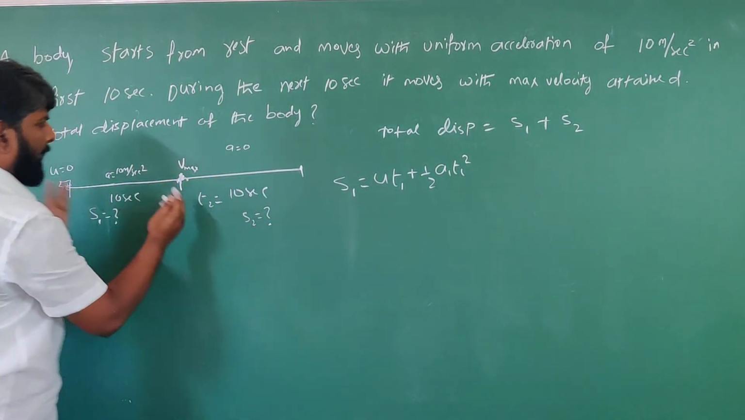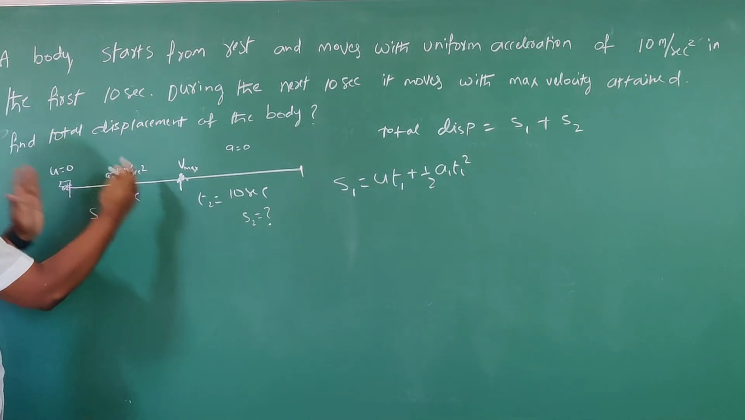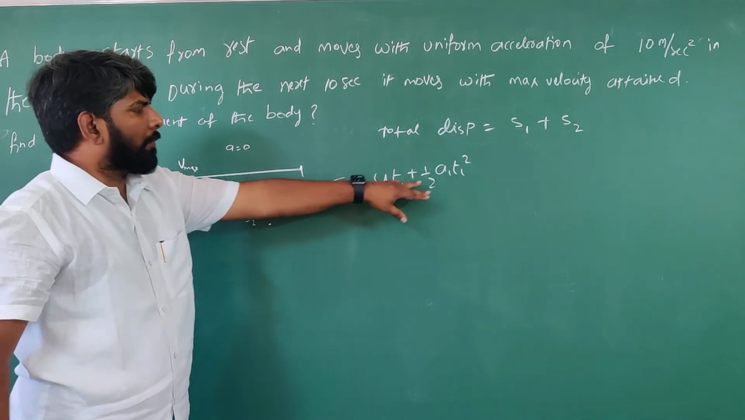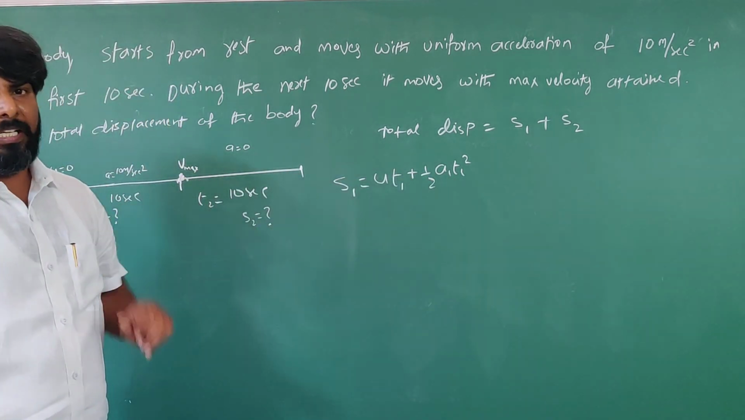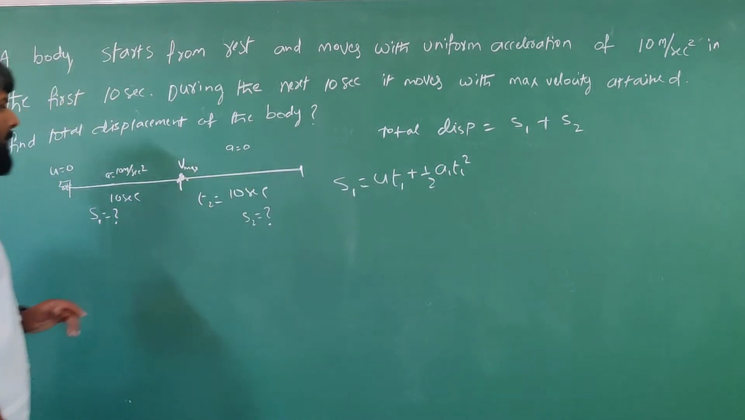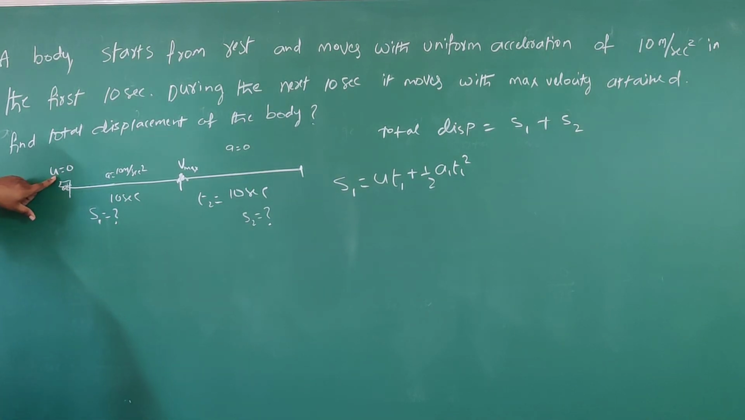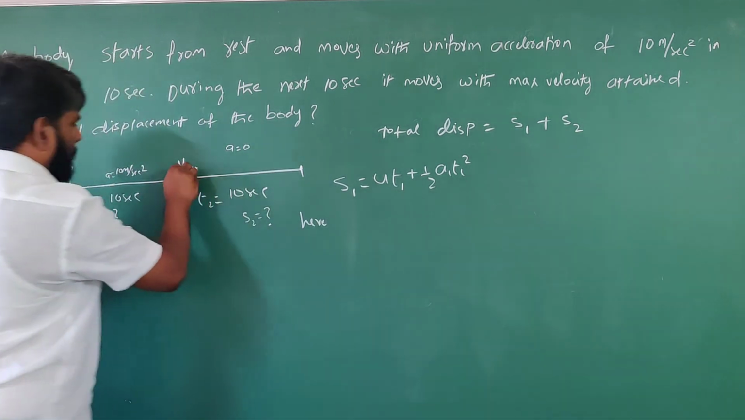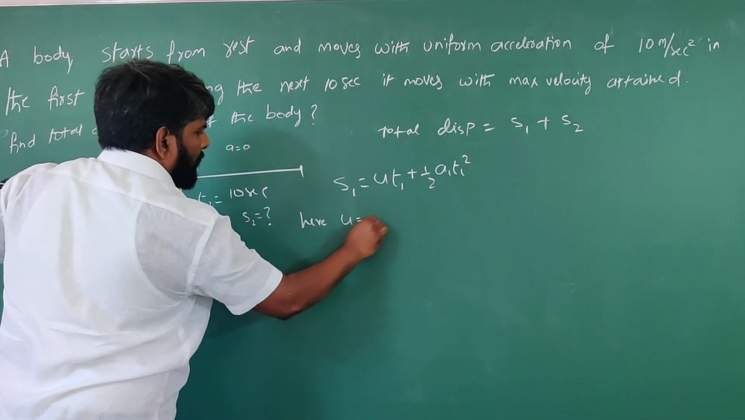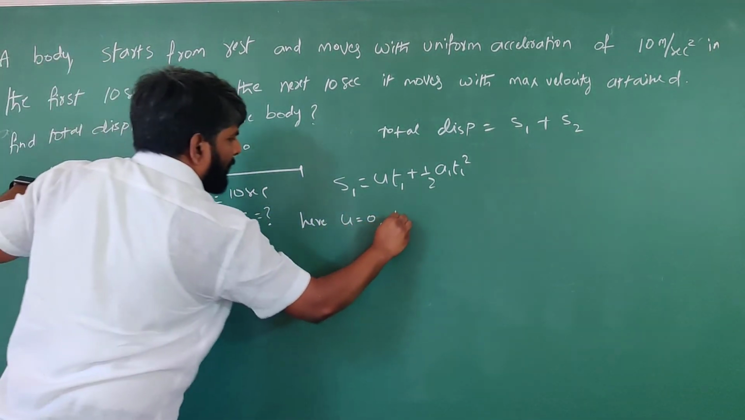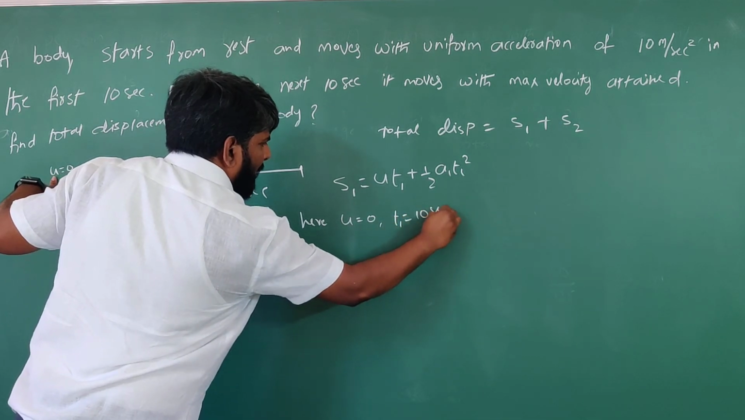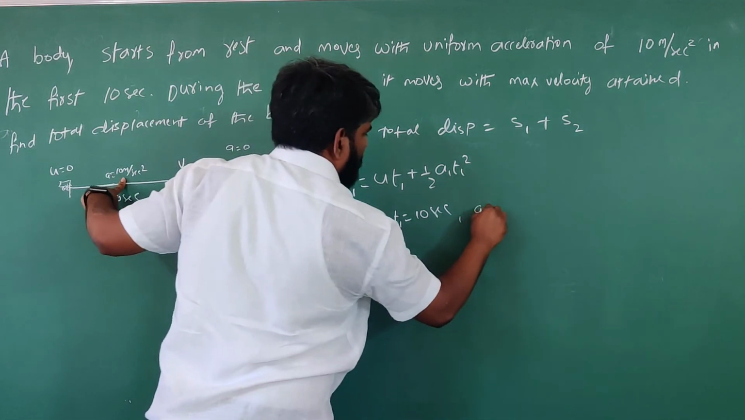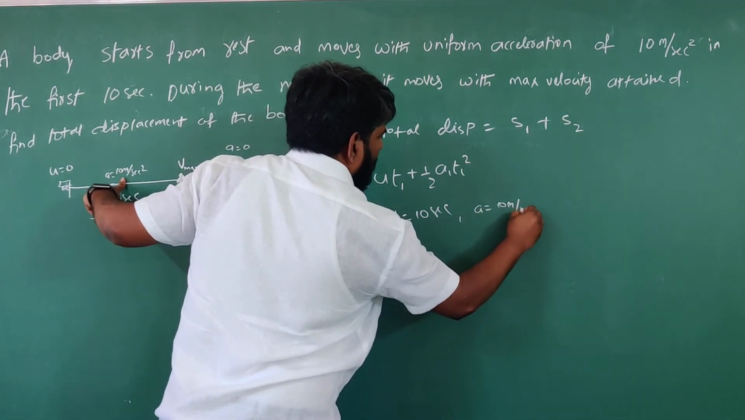This is in two parts, so the first part I am considering as 1, the second part as 2. That's why I am utilizing S1 equal to ut1 plus half a1 t1 square. Now observe the initial velocity u. What is the value here? 0. In the first part, initial velocity 0, time t1 is equal to 10 seconds, and the acceleration in this first part is 10 meter per second square.